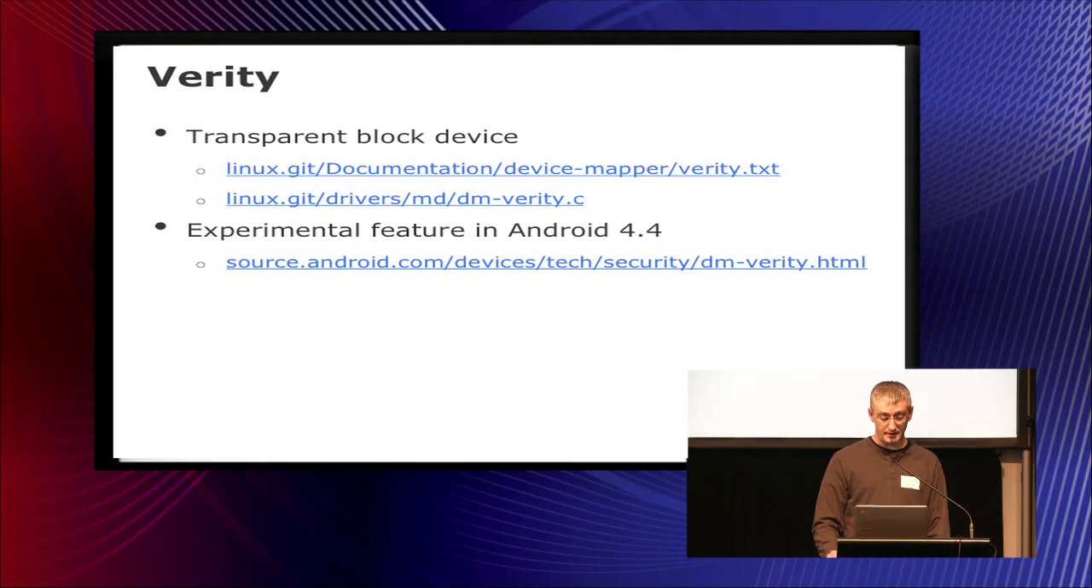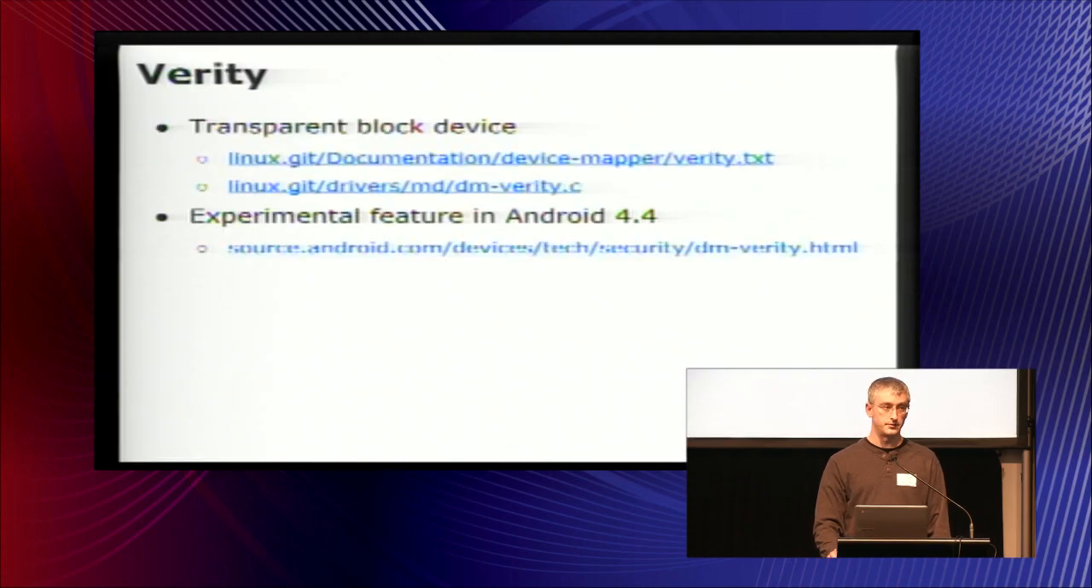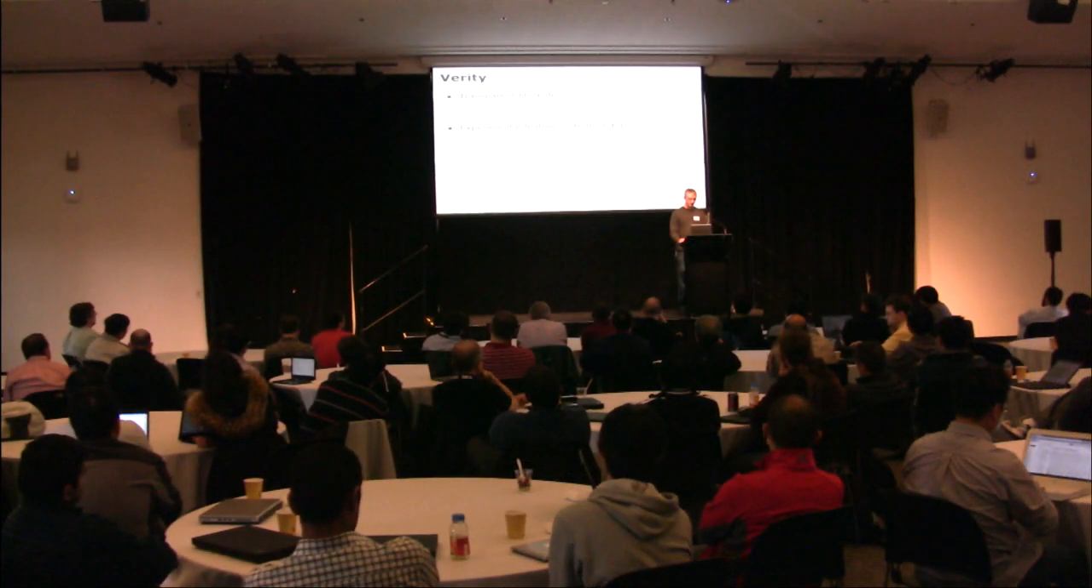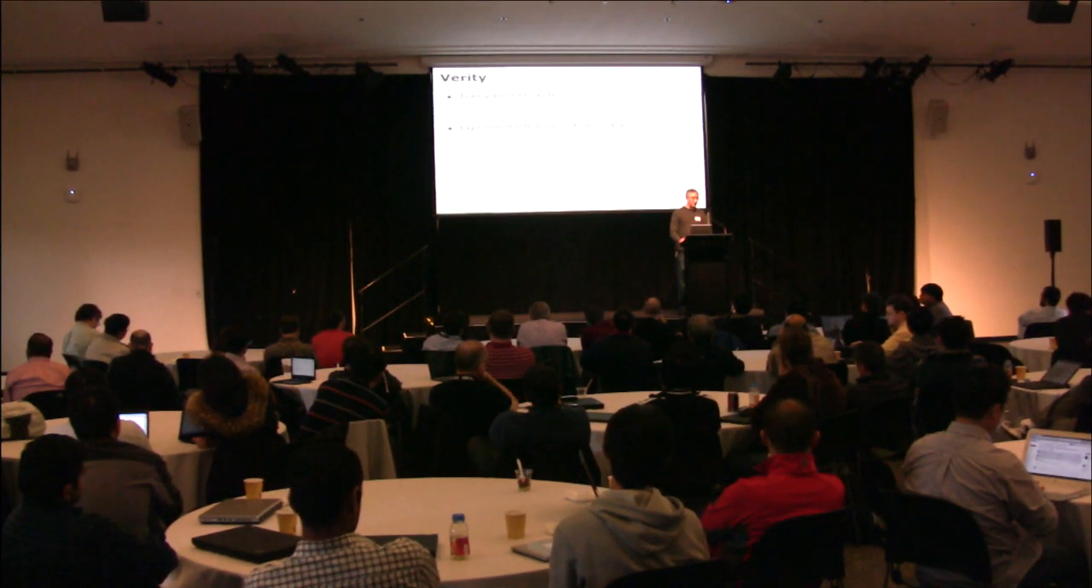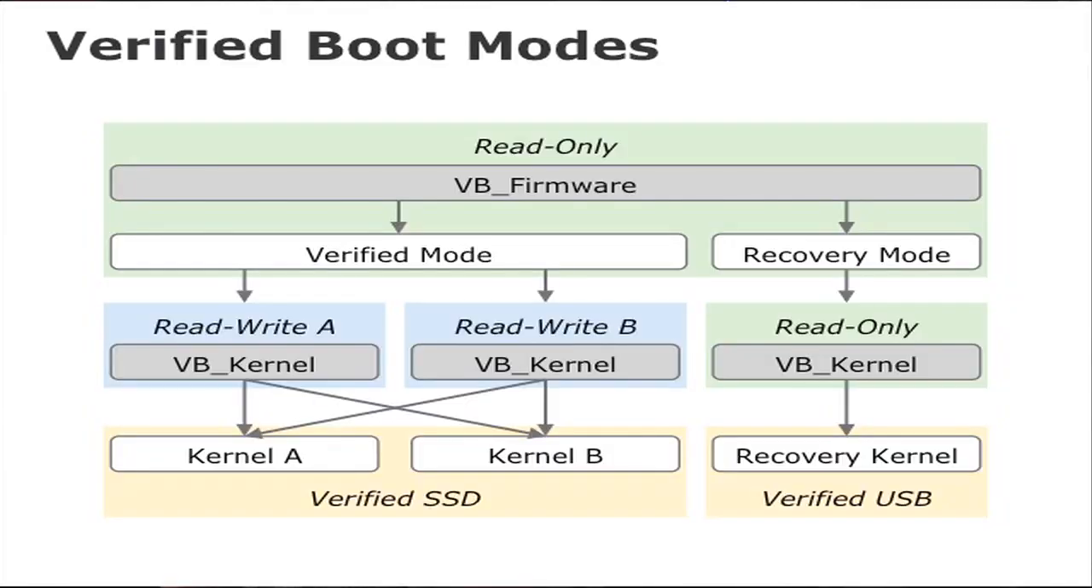And Verity is a transparent block device implemented in the device mapper subsystem in the kernel. It's a driver that we wrote and upstreamed with the help of Red Hat. So it's upstream in the Linux kernel, and it's actually now an experimental feature in Android as well. We're looking at trying to get more and more people using this system to ensure that they're running off of a verified file system. I don't believe anyone's using it yet on Android, but it is definitely there, and I suspect it will start to get more use in the future.